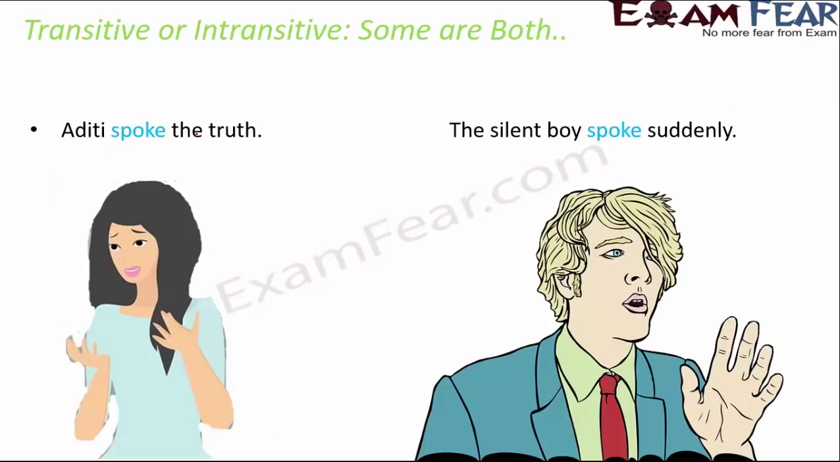One more example, Aditi spoke the truth. So Aditi is the subject. Aditi spoke what? She spoke the truth. So you have a subject, you have an object. So spoke in this case is transitive. But when you say the silent boy spoke suddenly, here the silent boy is the subject. But he spoke what? That we do not know. He spoke whom? That we do not know. So suddenly just tells us how did the boy speak, right? So therefore here you do not have an object and therefore spoke here is intransitive.